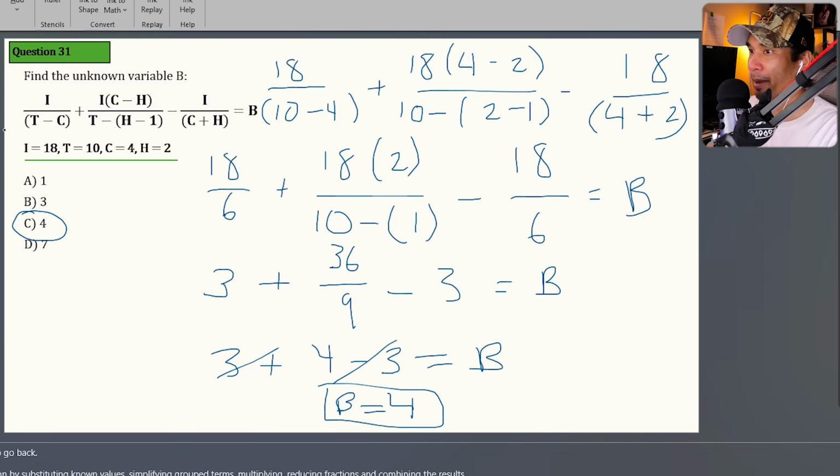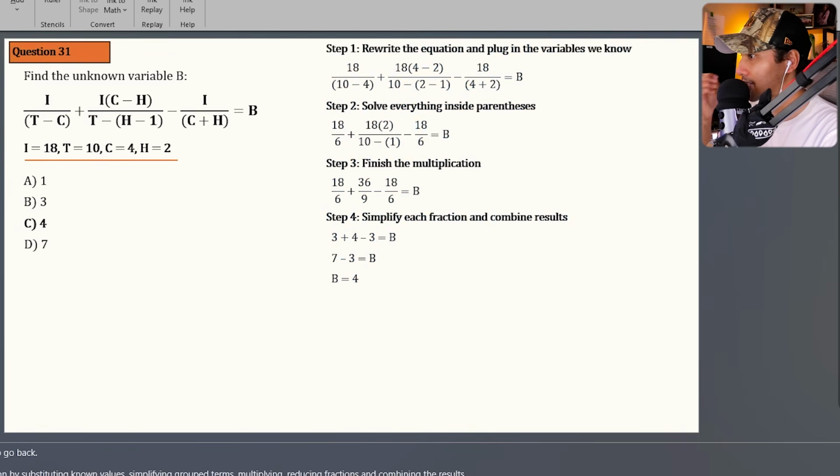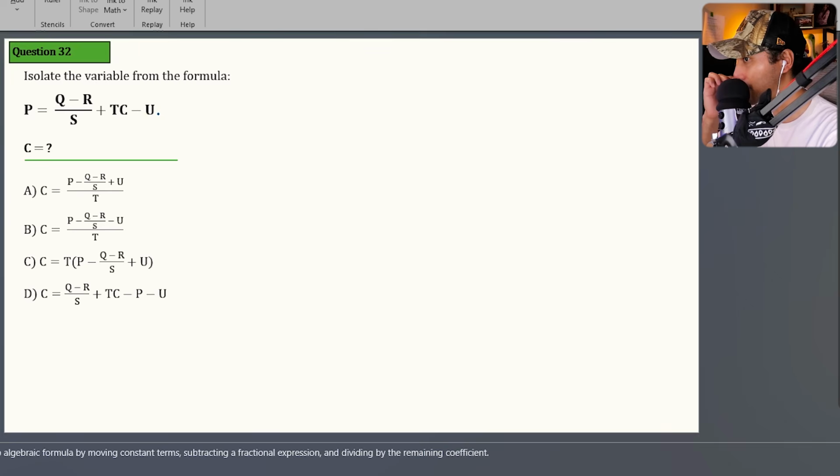So I put this at the end of the test because it's going to give you super confidence to just finish, right? You're done with all the hard stuff. The meat is these word problems. And then now you're just doing algebra. So again, I did exactly what this slide shows us. Let's move on to 32.